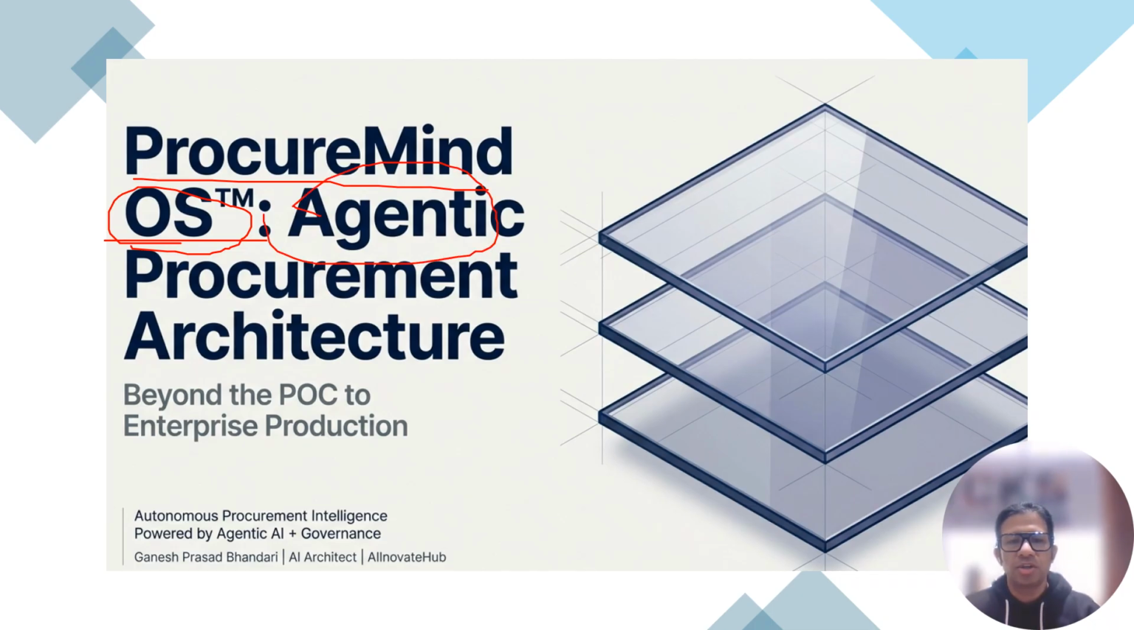See this word, agentic. And this word agentic is important. Agentic means we are not using one single chatbot. We are using a workforce of specialized agents. Specialized agents means a sourcing agent, risk agent, compliance agent, contract agent, coordinated through an orchestrator with strong guardrails.